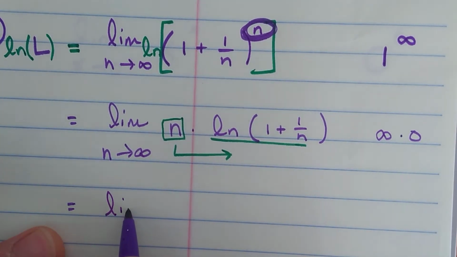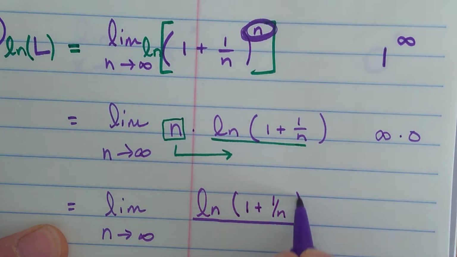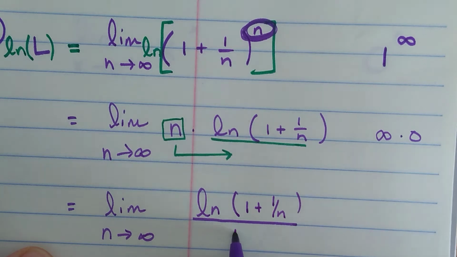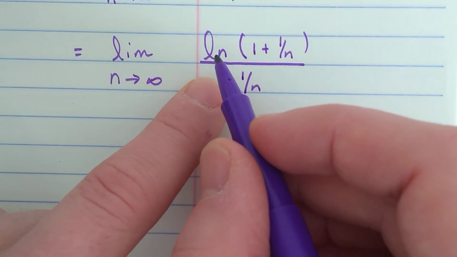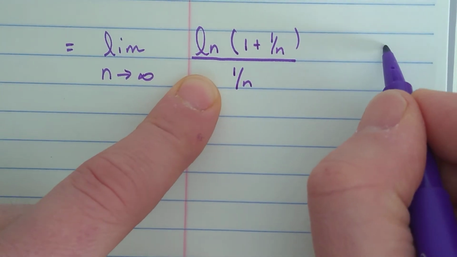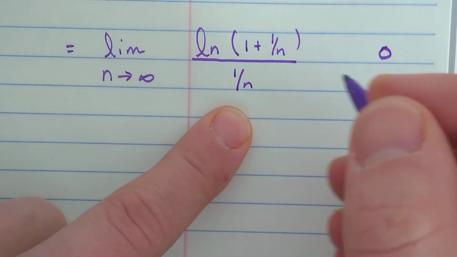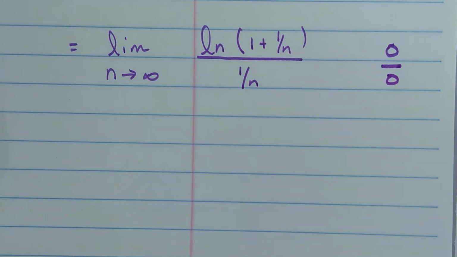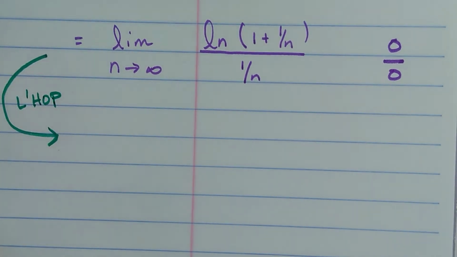When you move that n to the denominator, we now have this, 1 over n. See how I flipped it when I moved it down here? Which means that the numerator is going to the natural log of 1 plus 1 over infinity, which is the natural log of 1, which is, you guessed it, 0. And the denominator is going to 1 over infinity, which is 0. Woo, woo. Time to take it to the hospital.